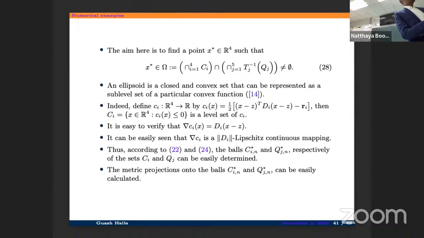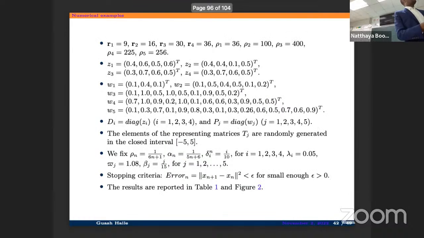And we can consider that capital C_i, written in this form, is just a level set of this small c_i. And it can be easily computed that the gradient of this function is given in this form. Similarly, we can find the derivative of the second function with respect to T_j x star, and it can be easily seen that this gradient is a norm of D_i Lipschitz continuous mapping, and according to formulas 22 and 24, we can form these balls of the involved sets C_i and Q_j respectively, and the metric projection onto these balls has its own closed form. So our method is very easy.